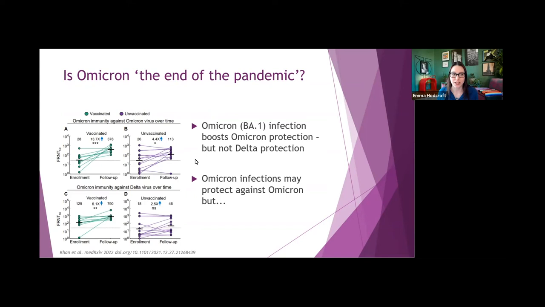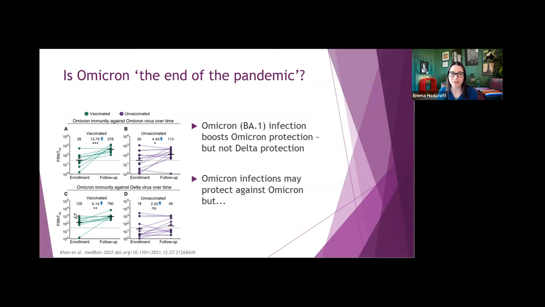And what they're looking at here is essentially vaccinated and unvaccinated individuals in green and in purple, and they have their immunity against Omicron when they were first enrolled and then after being infected with Omicron. So for example, for the vaccinated group, we know that if you've been vaccinated, your immunity against Omicron is not fantastic. But after you've had Omicron, unsurprisingly, your immunity against Omicron goes up. And the same is true if you're unvaccinated. Your immunity beforehand is nothing to write home about, but after you've been infected, your immunity against Omicron goes up.